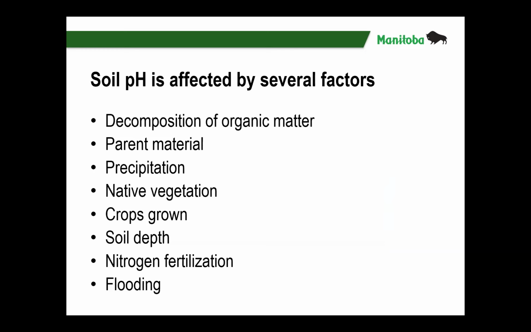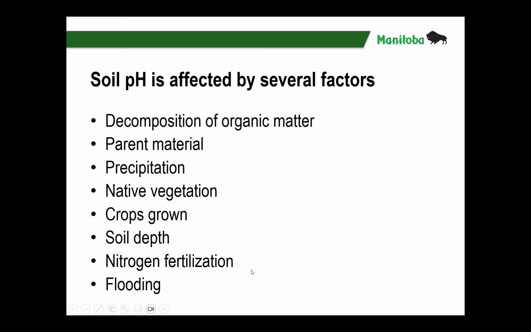The native vegetation, the types of crops that are grown, that is often related to the fertilization and how much nitrogen fertilizer is applied. So nitrogen fertilization, especially with ammoniacal nitrogens, things like that, can end up seeing more acidity build up because as that NH4 is transitioned or changed over into nitrate in the soil, then that hydrogen is released, and that hydrogen is what helps to build up that acidity.